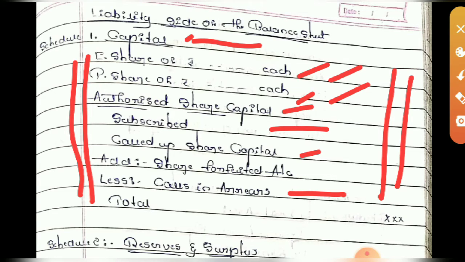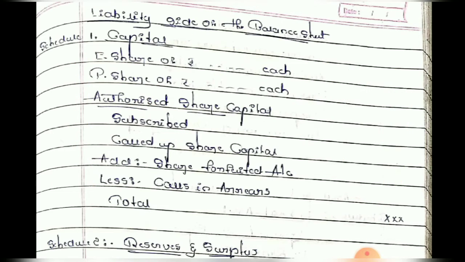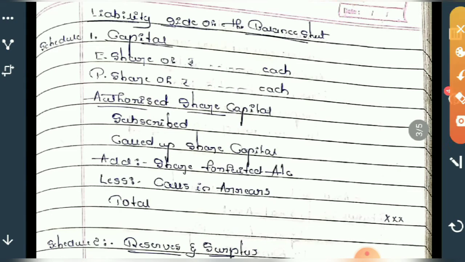We cannot explain that here now itself. So you know that equity shares will be there, preference shares will be there. In that you have to take the subscribed capital, add forfeited shares, and deduct calls in arrears. Then you will get the total capital. That is Schedule 1, the capital.